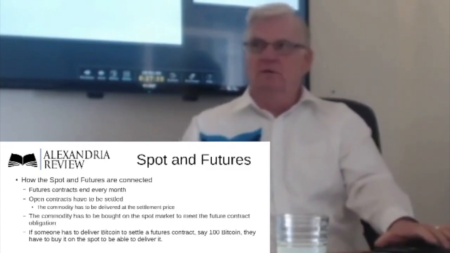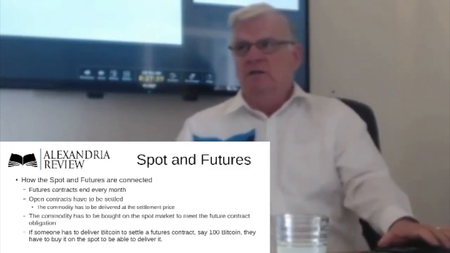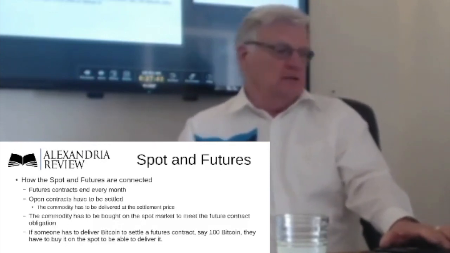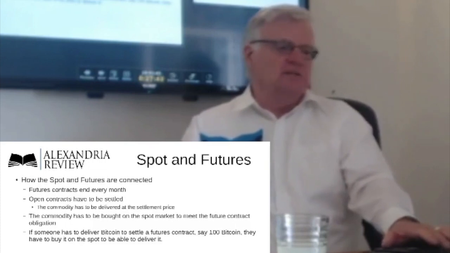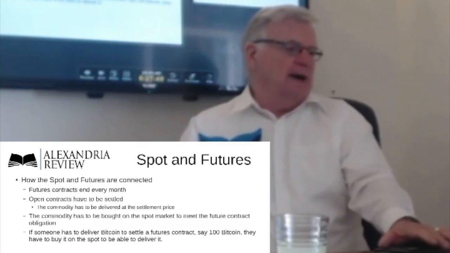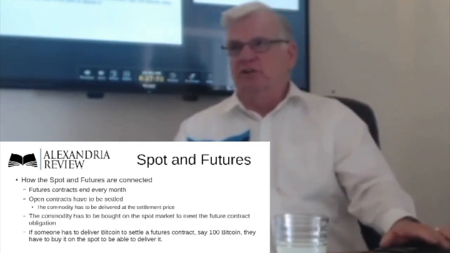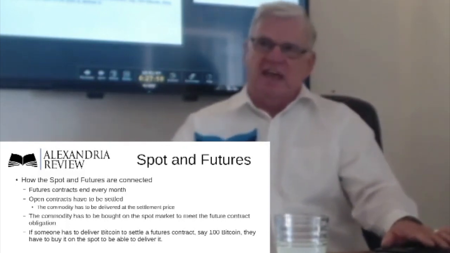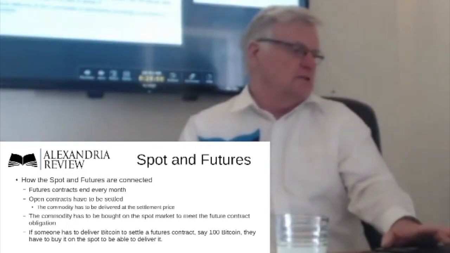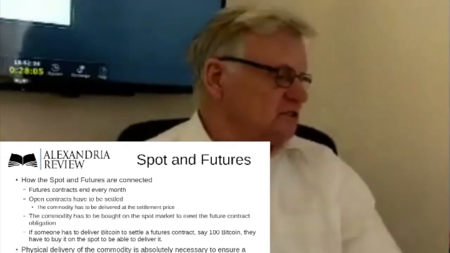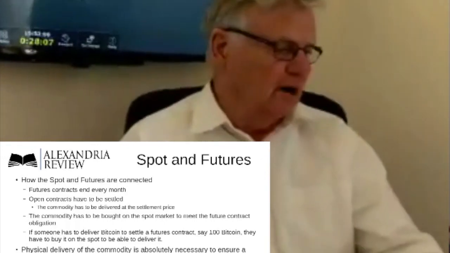I want actual physical delivery of that, and the seller has to actually deliver the commodity. So if, for example, we have Bitcoin, someone has to deliver the Bitcoin to sell a futures contract. Let's say they need 100 Bitcoin. They would have to buy it on the spot to be able to deliver it. So as a result, the price on the spot's going to go up because someone's scrambling around like crazy trying to buy Bitcoin because they have to deliver the actual physical Bitcoin. So the physical delivery of the commodity is absolutely necessary to ensure a fair market.